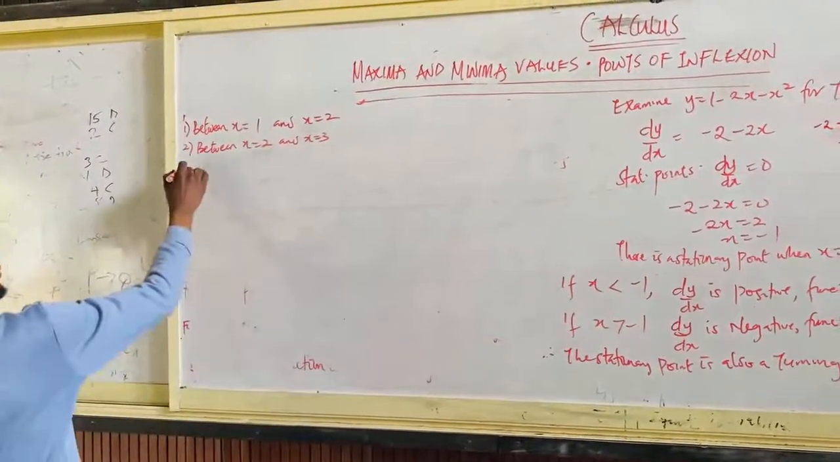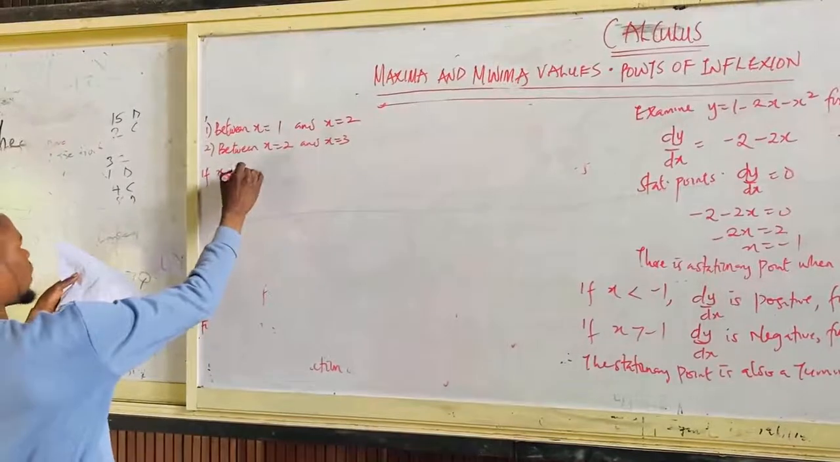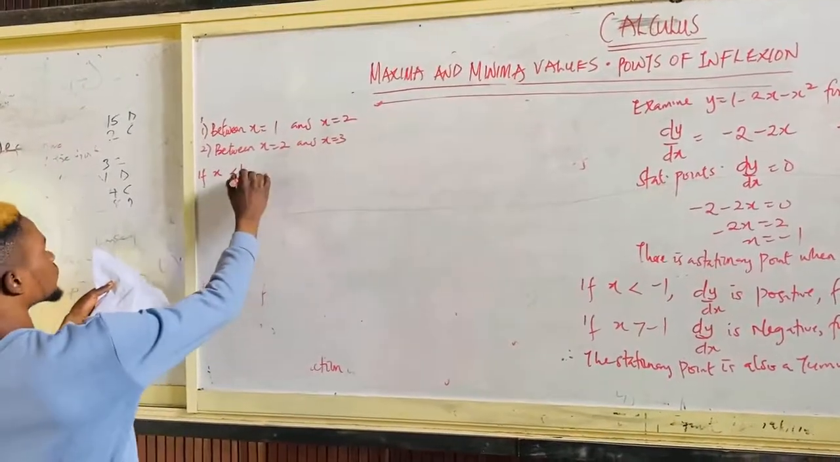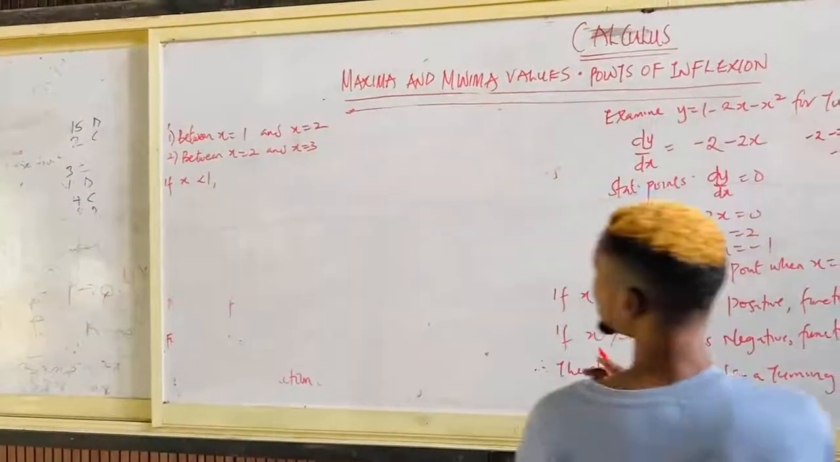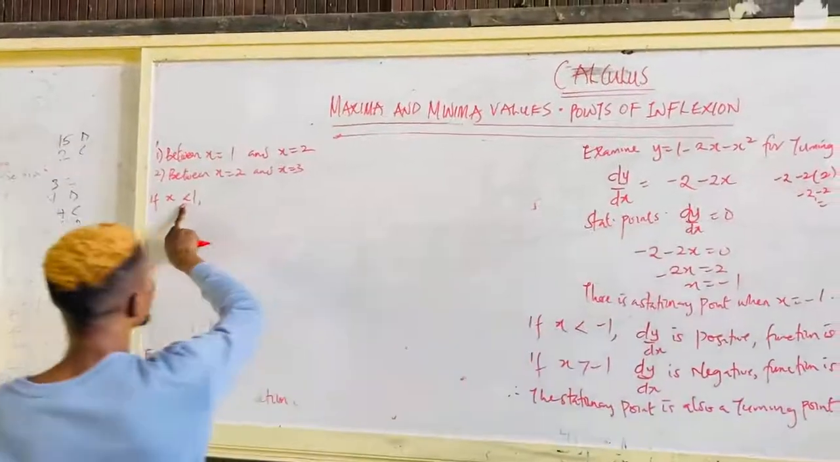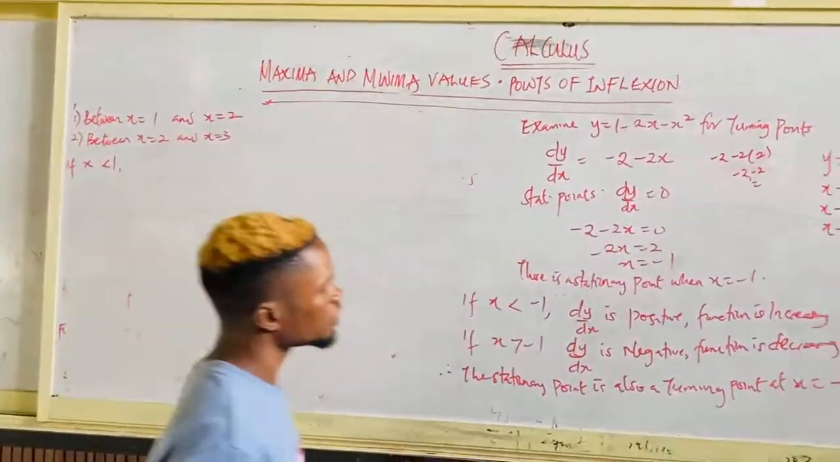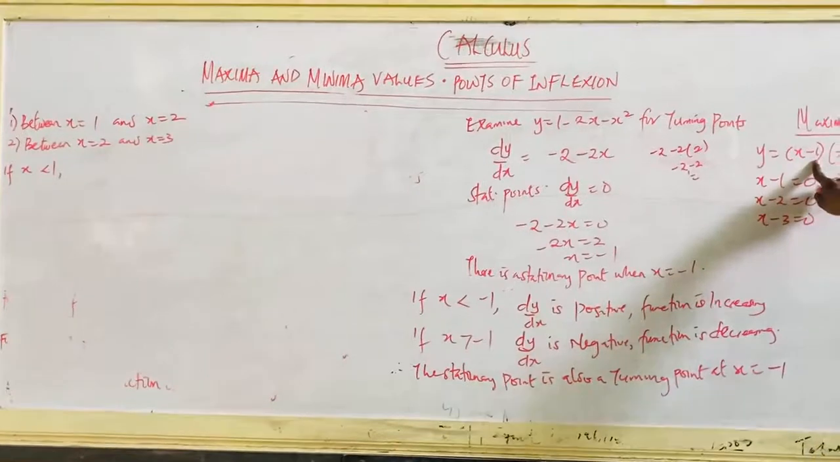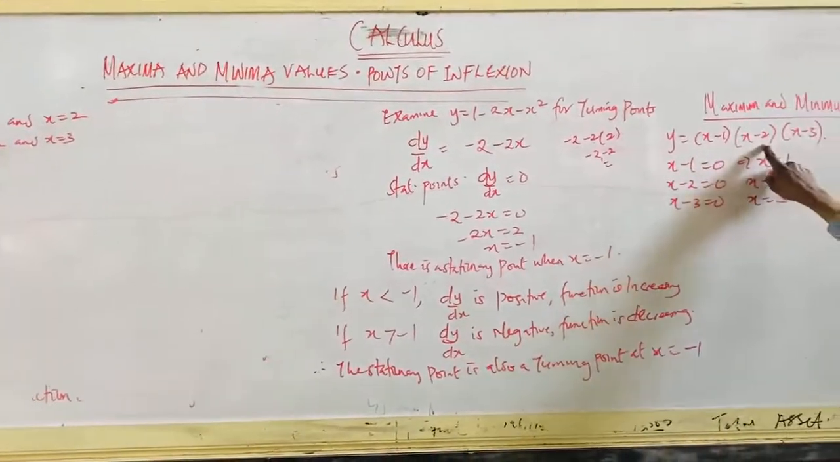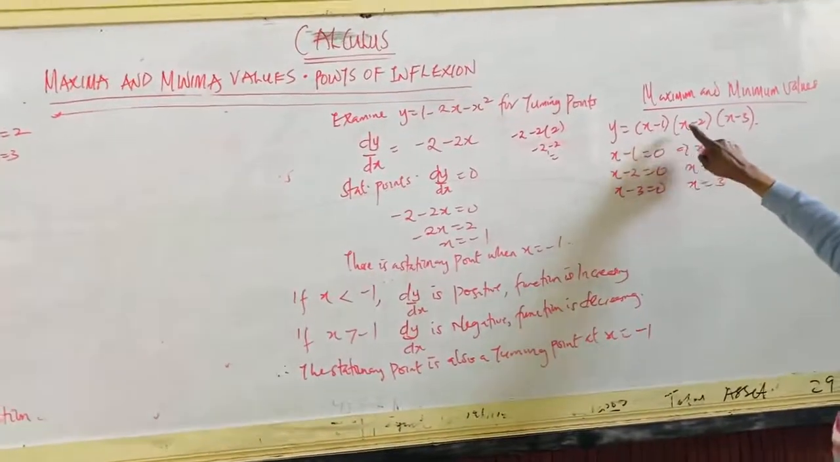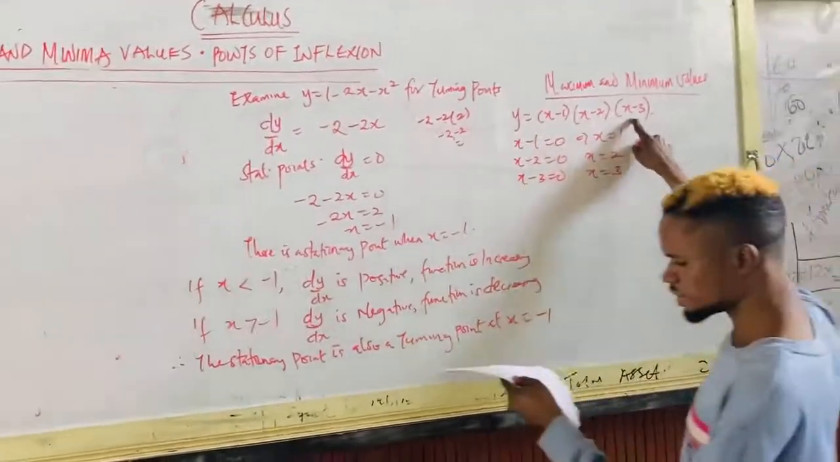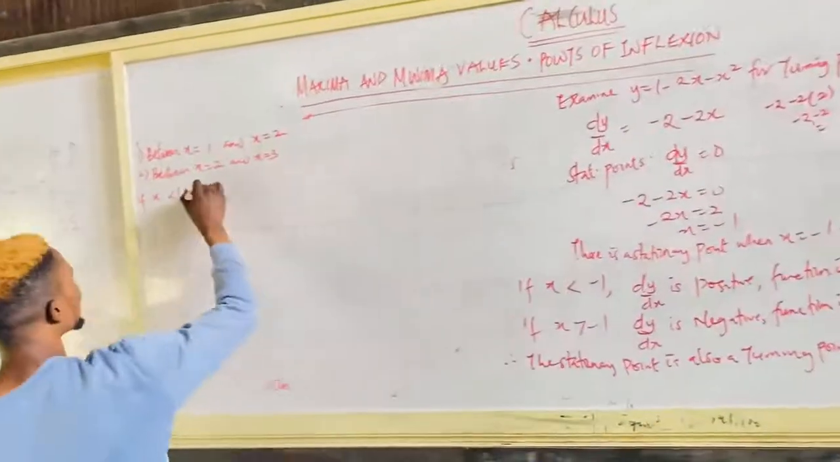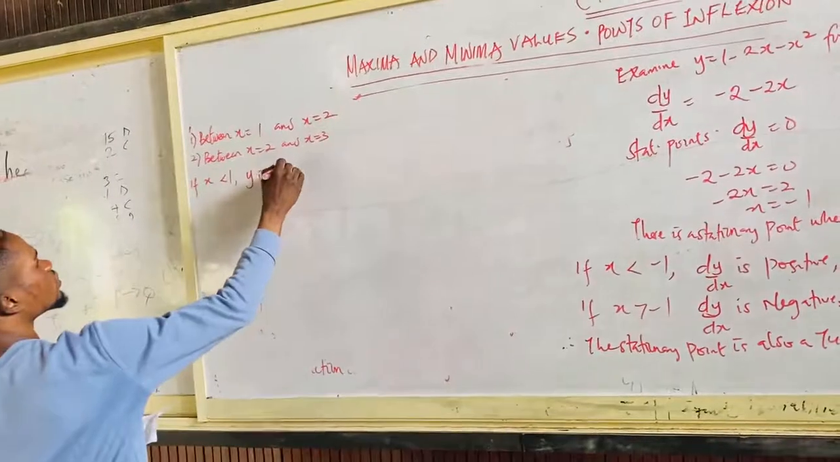Now if x is less than 1, what will happen? Let's say x is 0.5. So 0.5 minus 1 is negative, negative, negative. Negative times negative is positive, times negative is negative. So y is always negative.